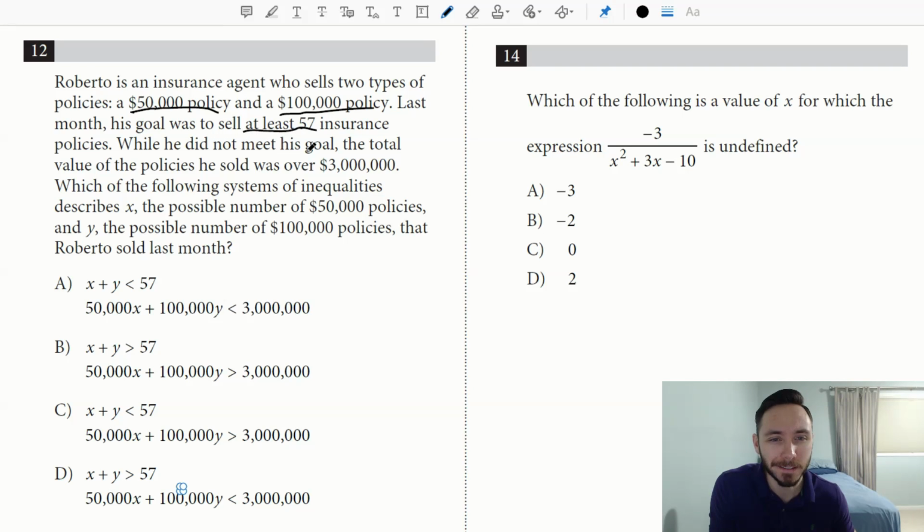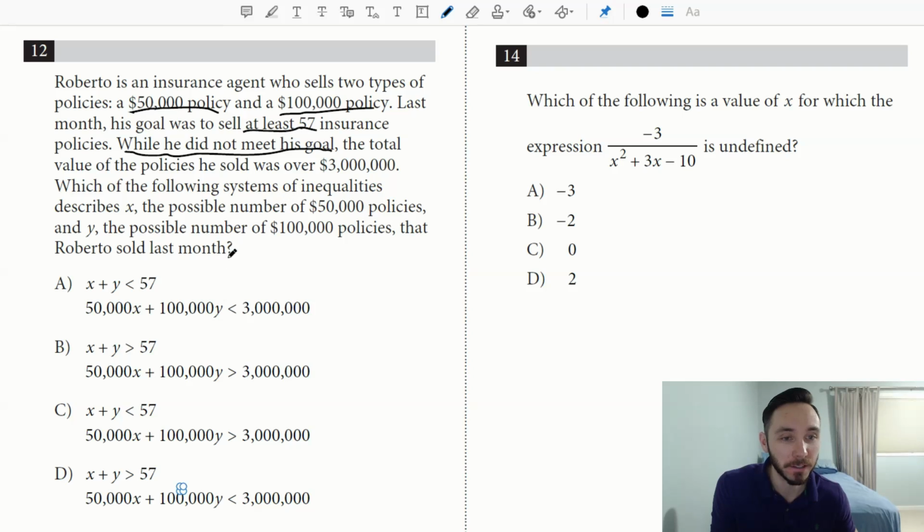While he did not meet his goal, this was super mean. Who wrote this problem? This was very mean. Because it's saying at least 57 were sold. So if we think, what is at least 57? Well, 58, 59, 60, numbers that are greater than 57. But he didn't meet his goal. So it is now numbers that are less than 57. So this was super mean.